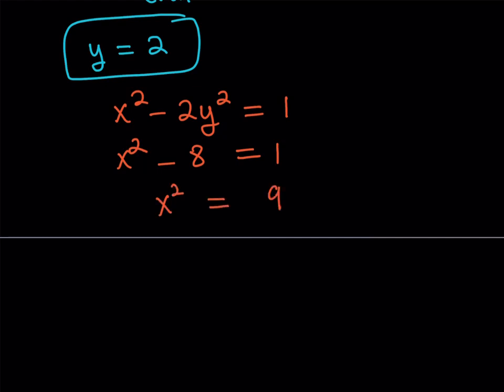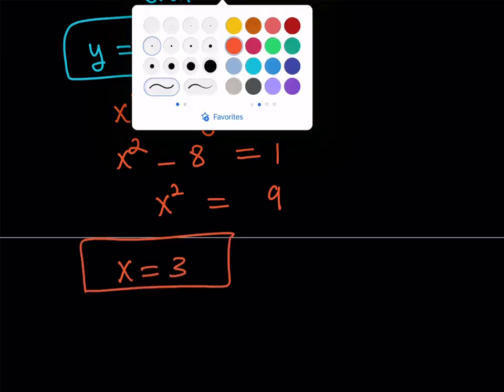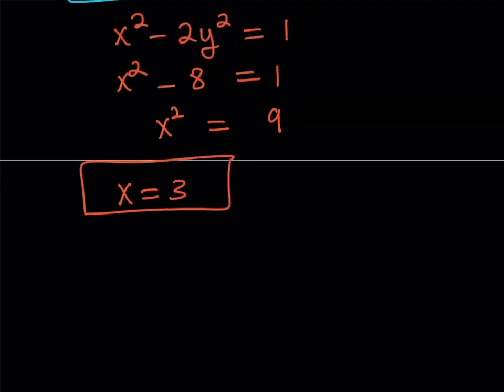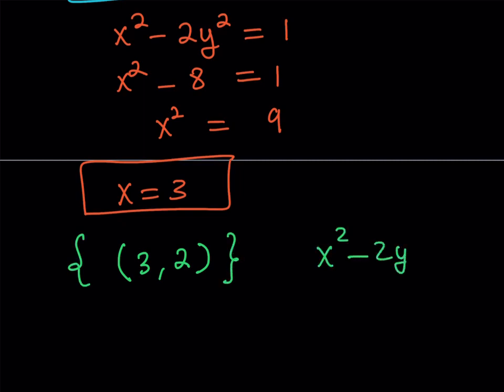x squared equals 9. Obviously, x is not going to be negative because we're looking for prime solutions. From here, we can safely say that x is equal to 3. So our solution set is going to be, if you want to call that an ordered pair, (3, 2), which is the only ordered pair. That's the solution to the original equation, which was x squared minus 2y squared equals 1.